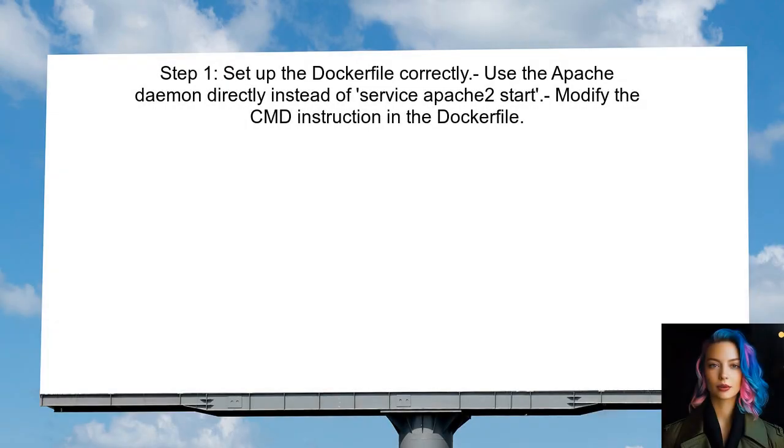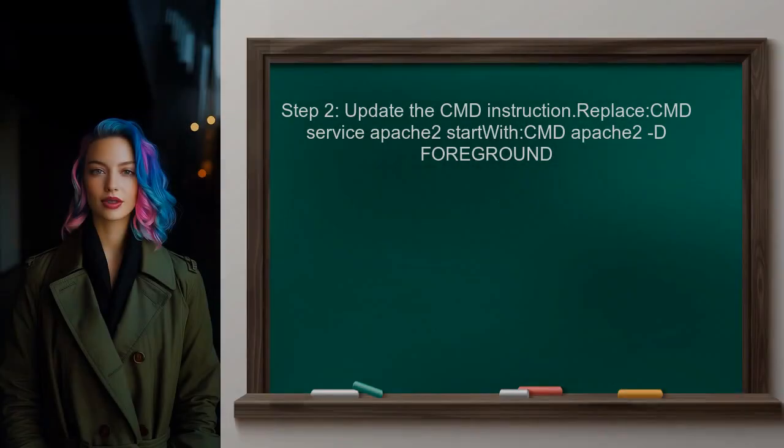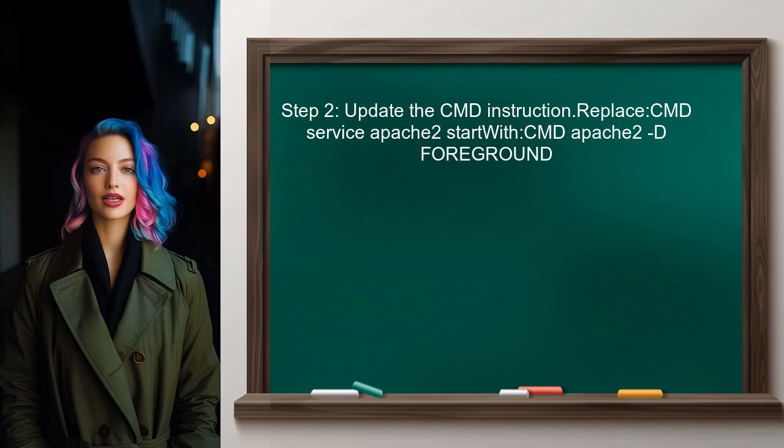To start Apache automatically in a Docker container, the user should first ensure that the Docker file is set up correctly. Instead of using the command to start the service, we will use the Apache daemon directly. Next, the user should replace the command instruction in the Docker file. Instead of using service apache2 start, we will use apache2 -D FOREGROUND. This keeps Apache running in the foreground, which is necessary for Docker containers.